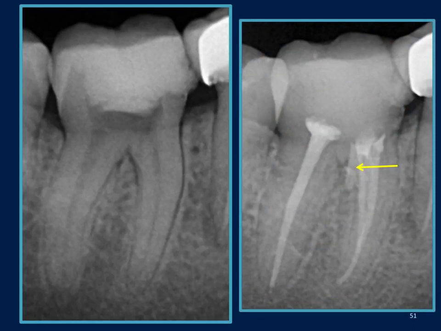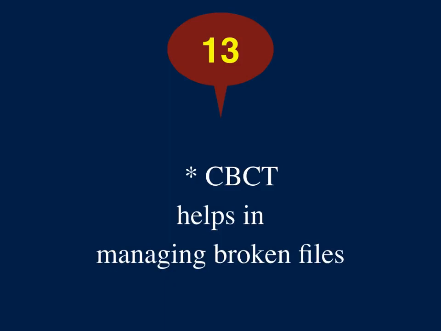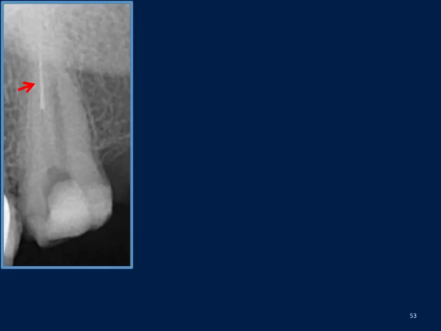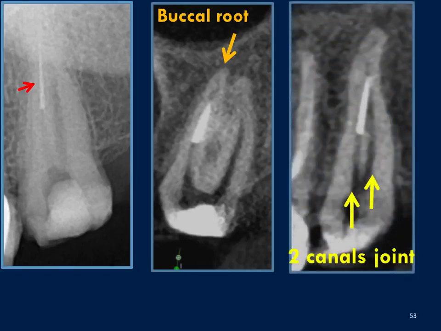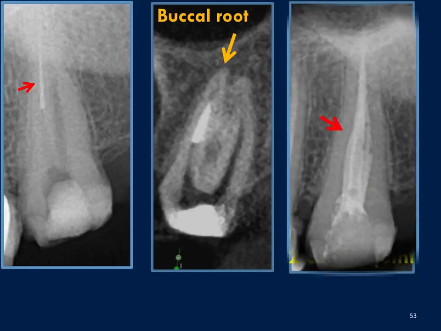Cone beam will help us also in managing broken files. We can see this broken file with the periapical X-ray. I need additional information. I need to know in this root how many canals we have. We have 2 canals. So are those 2 canals joining? Yes, we can see 2 canals joining in one exit. So if I go and make bypassing, I can reach the end and bypass this broken instrument.